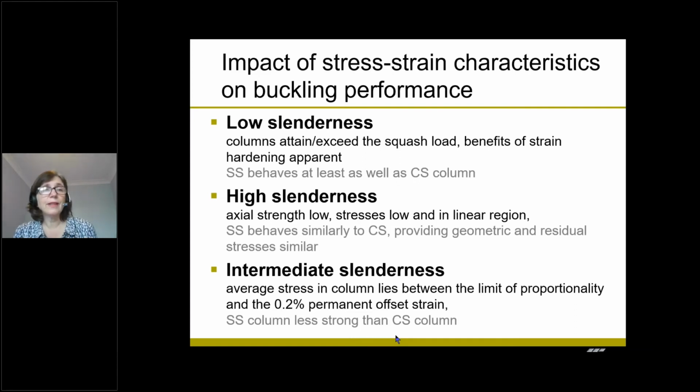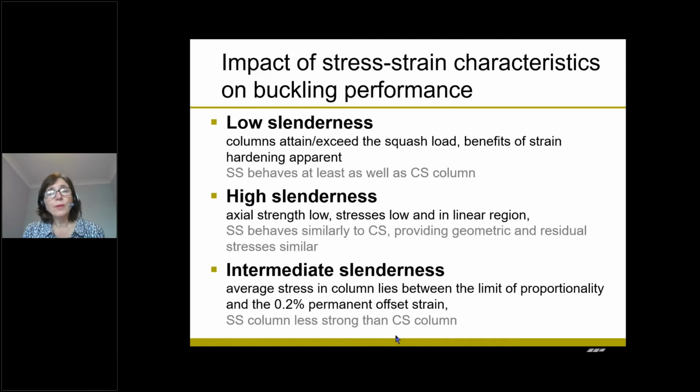Now, shooting down to the high slenderness end, here you've got a low axial strength, the stresses are low, and you're in the linear region of the stress strain curve. And again, stainless steel behaves similarly to carbon steel, providing all other things are the same.